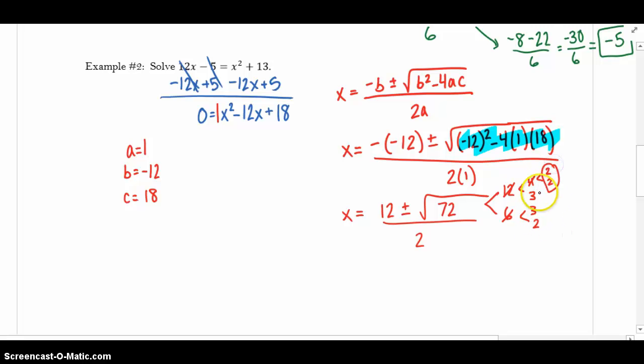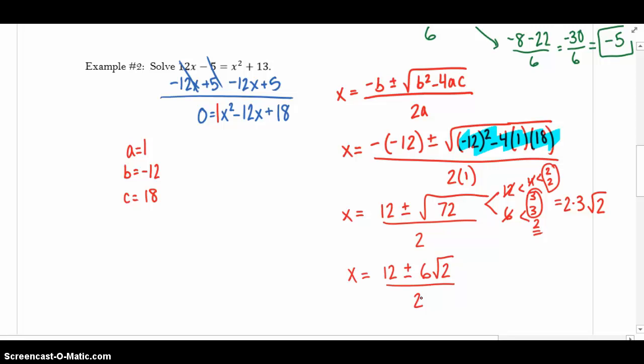So I got a pair of 2's and I got a pair of 3's. So that means one 2 and one 3 come out, and one 2 is left underneath. 2 times 3 is 6. So this is really 12 plus or minus 6 root 2, divided by 2.